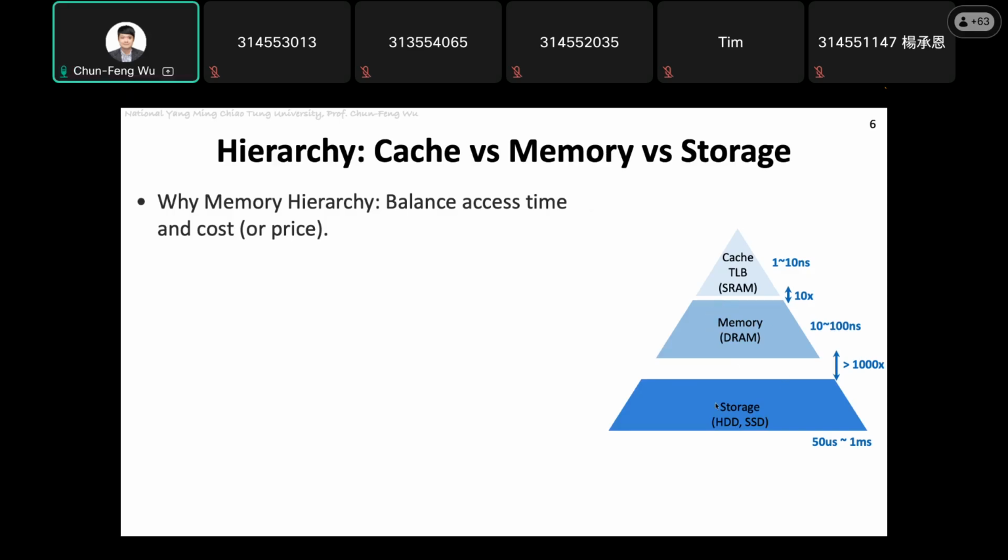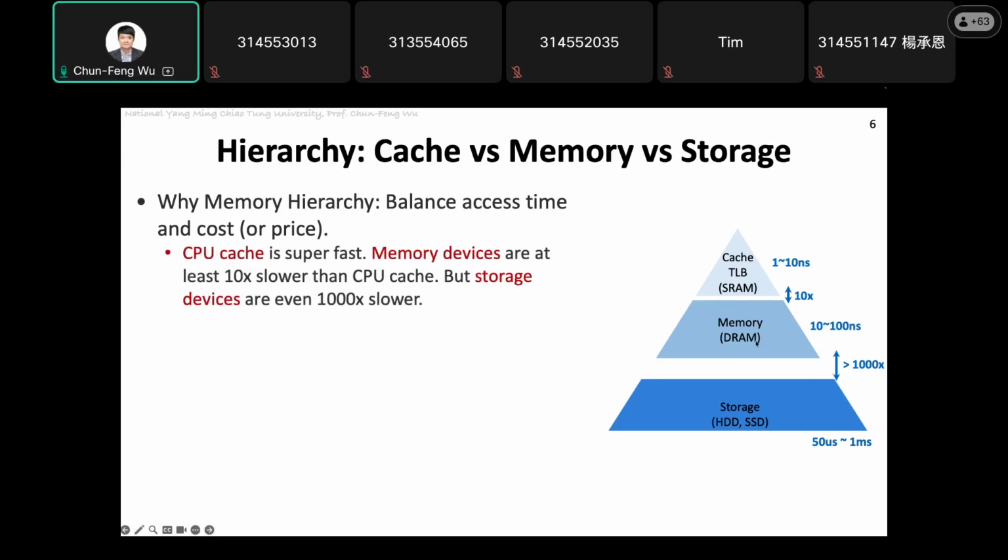There is another thing in your computer, a non-volatile device. Usually we call them storage devices, hard disk drive and SSD. If you look at the latency of hard disk drive and SSD, the gap will be more than 3 orders of magnitude, like 1,000 times slower than memory.